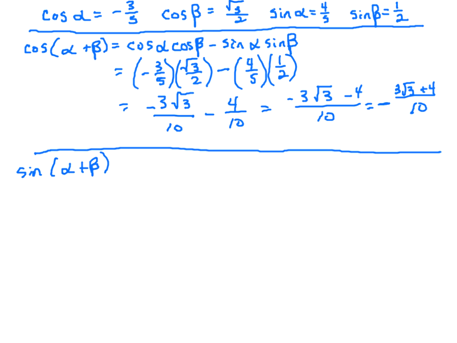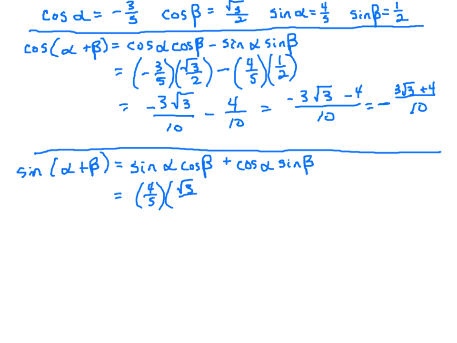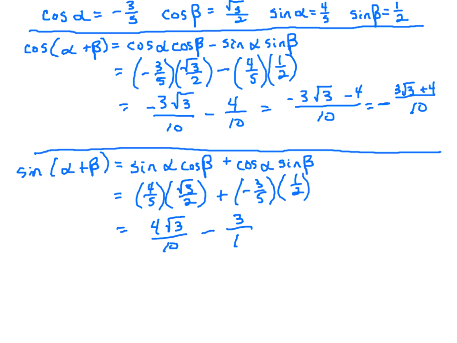All right, and the last thing for this particular problem that we have to look at is the sine of alpha plus beta. So the formula that we're given for that is sine alpha cosine beta plus cosine alpha sine beta. And once again, we're just putting values in and doing our calculation here. So we have the sine of alpha, which is 4/5, times the cosine of beta, square root 3/2, plus cosine alpha, -3/5, times sine beta, 1/2. So this is 4√3/10 minus 3/10. So I end up with (4√3 - 3)/10.